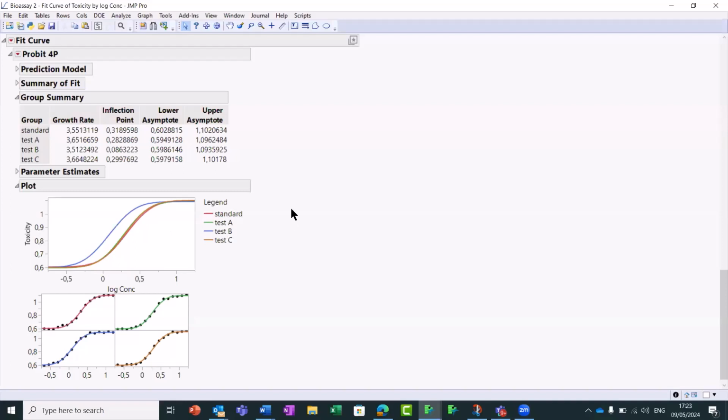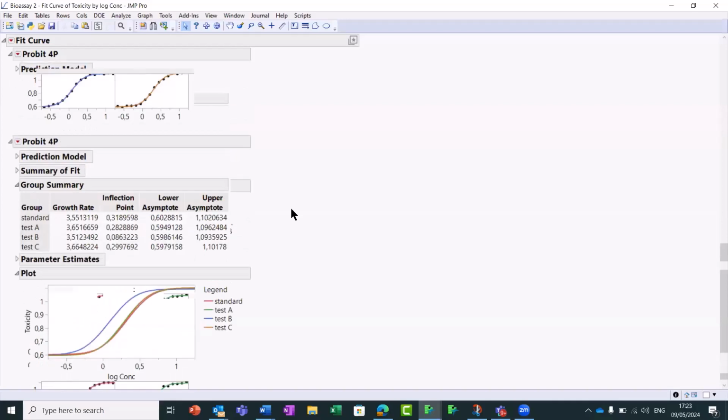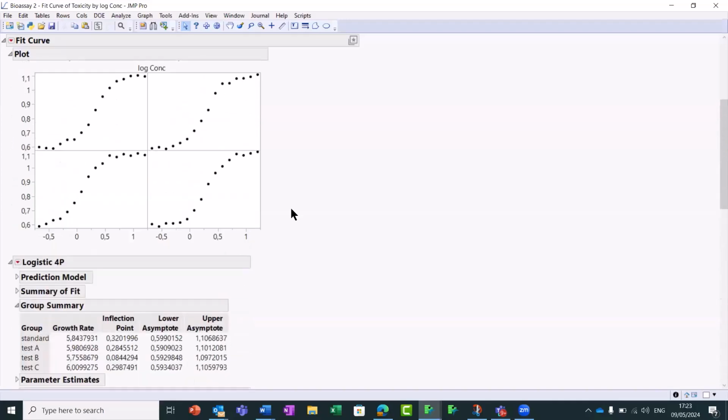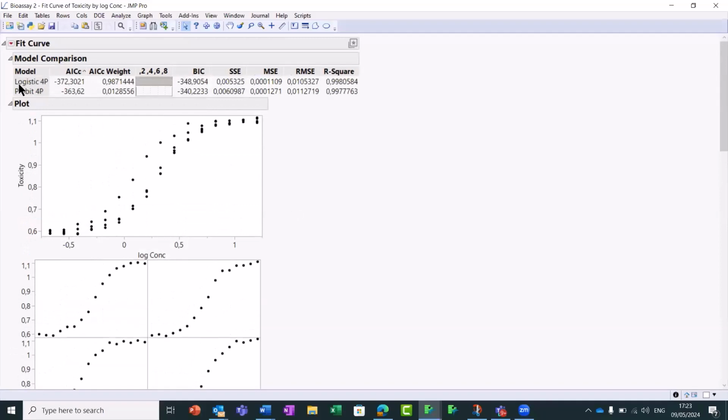And if you now want to find out what the differences between the different models are, you will find this model comparison at the top. If you had a lot of models, you would find out the one that fits best. Apparently the logistic 4P fits best because we can see the AIC. The AIC is an indicator of how well the model fits the data. The rule of thumb is that the smallest AIC is the best model, right?